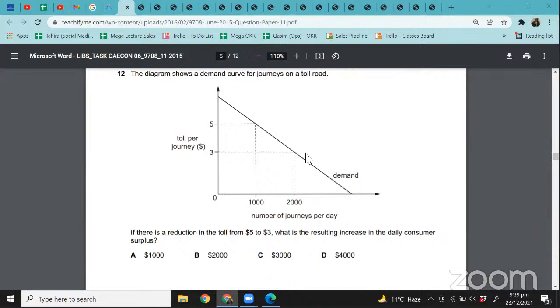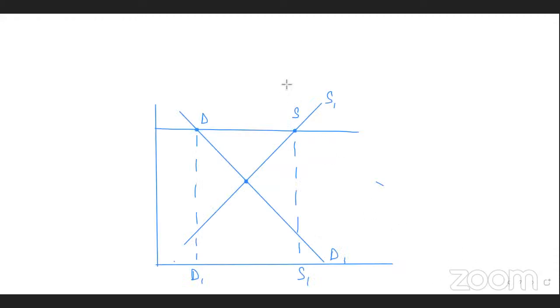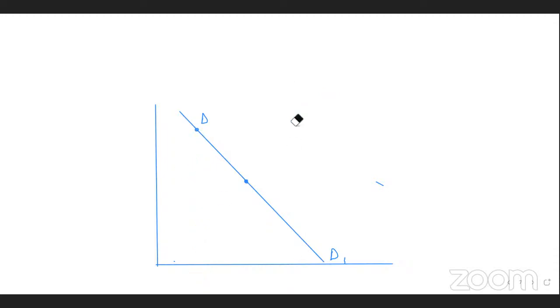So think about this, students. When the price drops, what happens to consumer surplus? Consumer surplus is the area below the demand curve and above the price. So the area below the demand curve and above price is your consumer surplus. Got it? Now, if I have to make this demand curve, have a look at this.